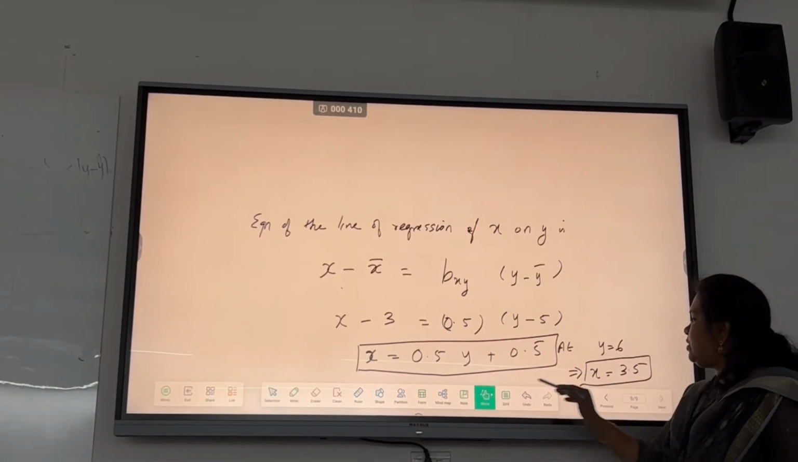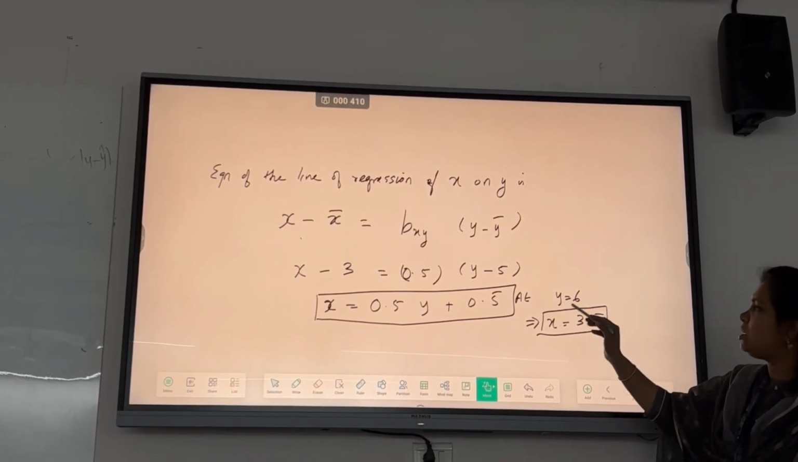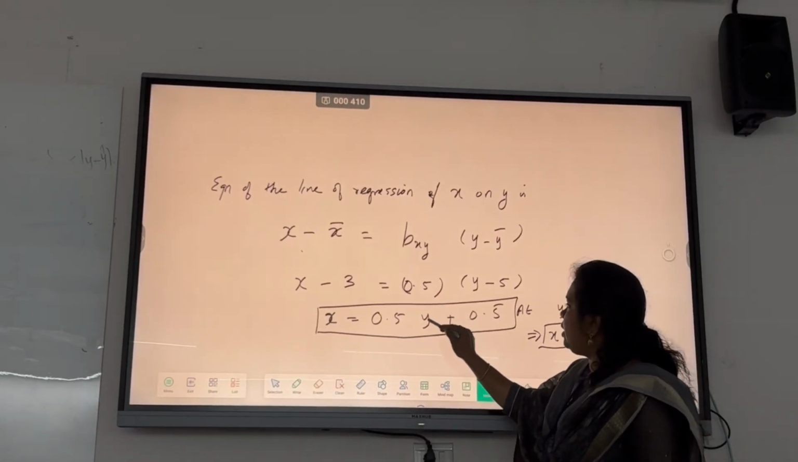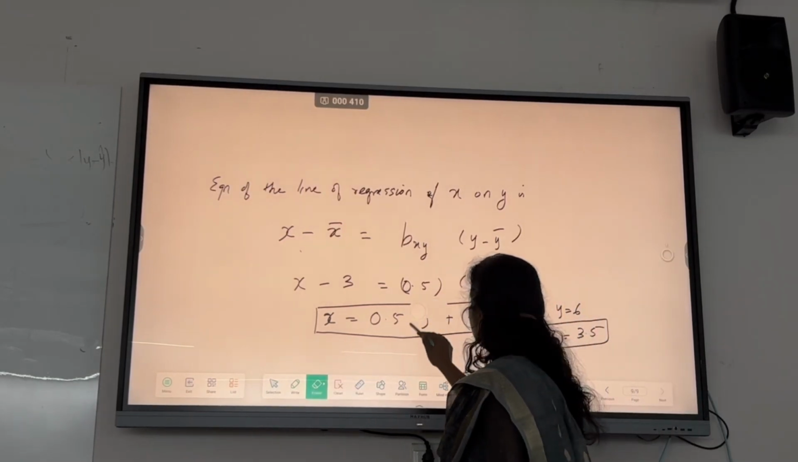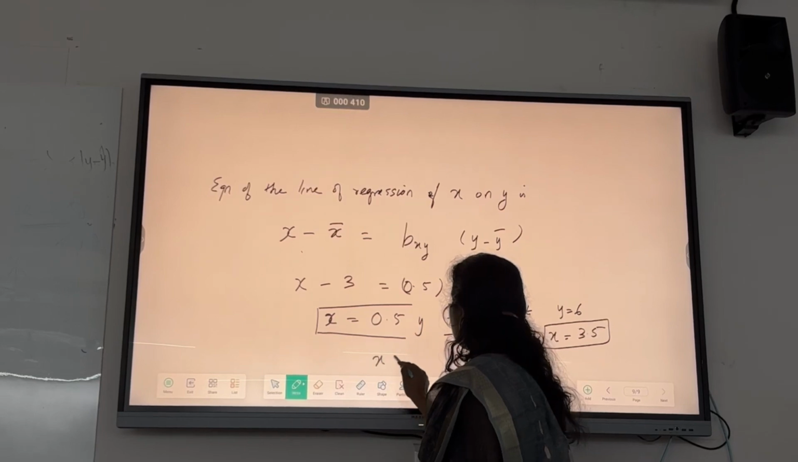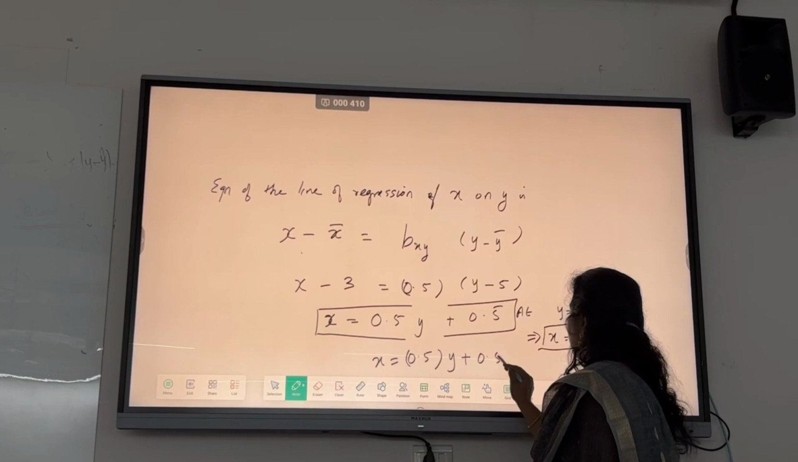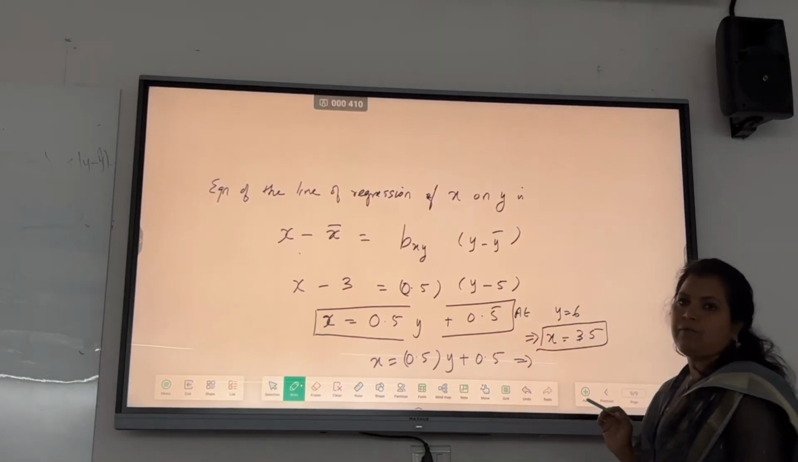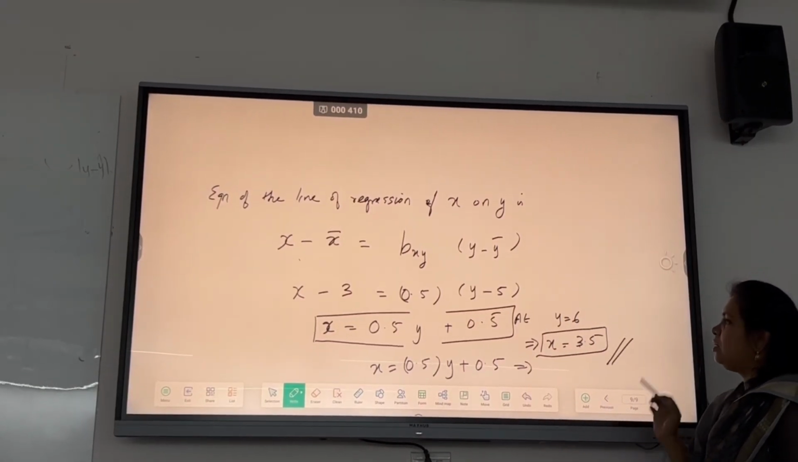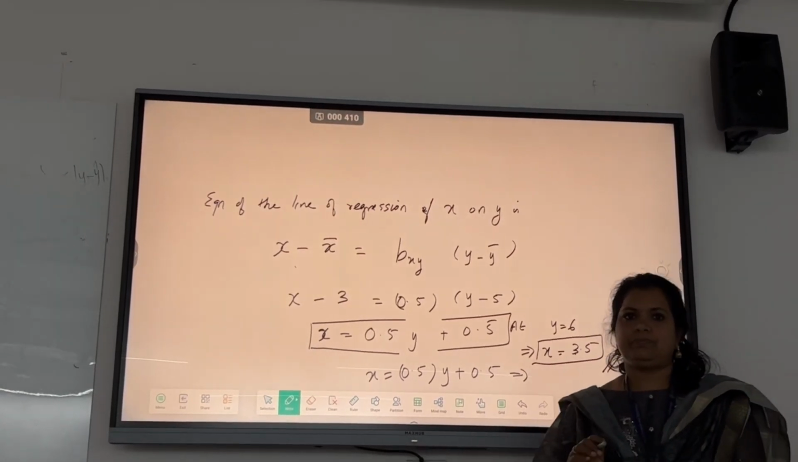So one more subdivision is given in the question: find the value of x when y equal to 6. So substitute the value y equal to 6 here. So x is equal to 0.5 into 6 plus 0.5. We get the answer to be 3.5. So this is the solution where we have solved all the three parts in one problem.